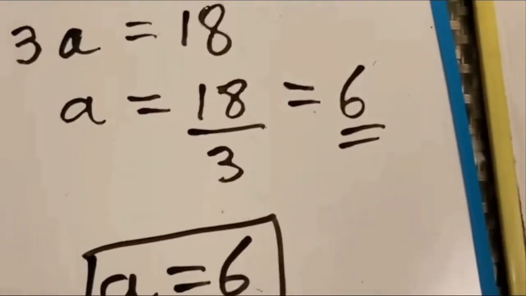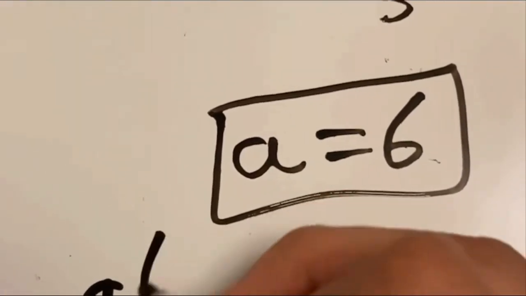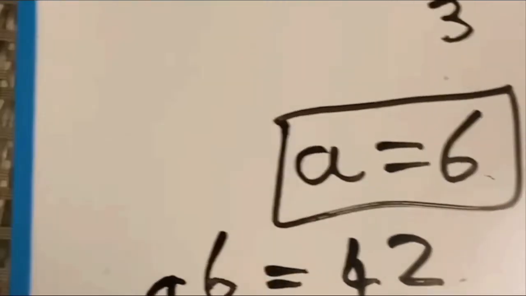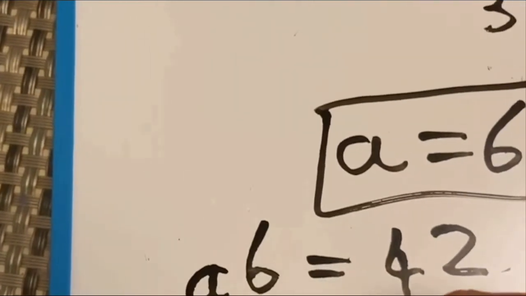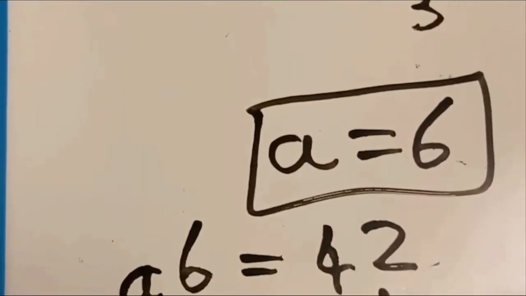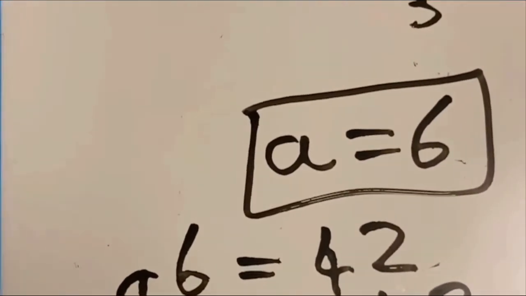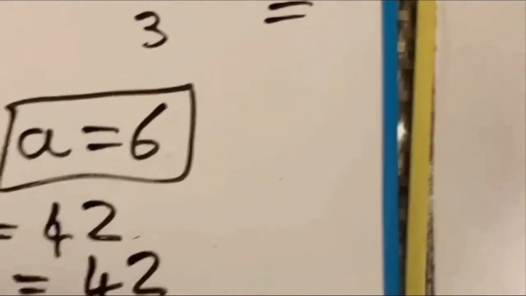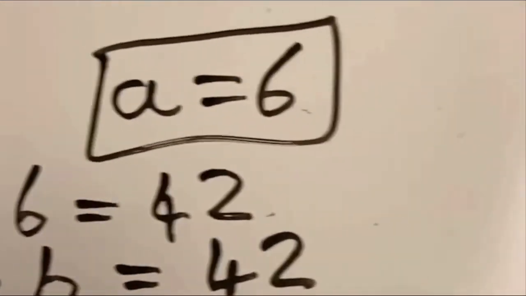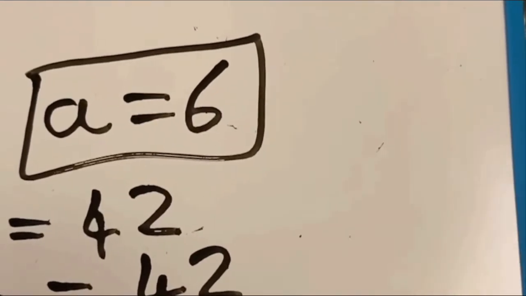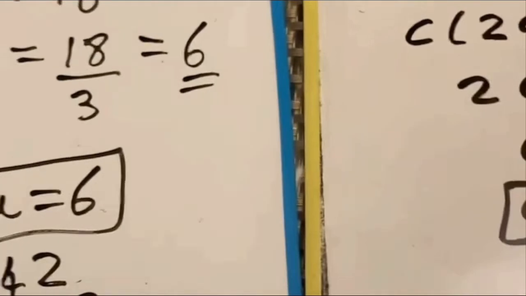And now that we know the value of a, we can find the value of b from the first equation, ab equals 42. If we substitute a is 6, 6 times what number gives us 42? If I divide both sides by 6, I get b equals 42 divided by 6, which is 7. So yes, now I know all three sides. c equals 3, a equals 6, and b equals 7. Great, so we found all the sides.